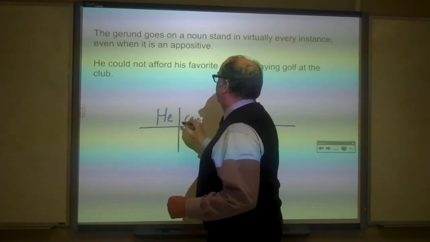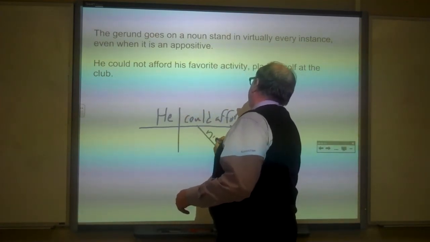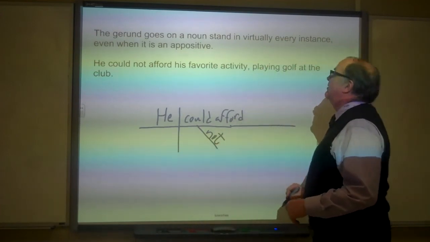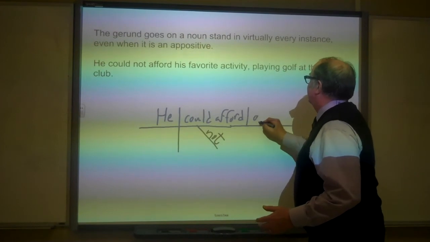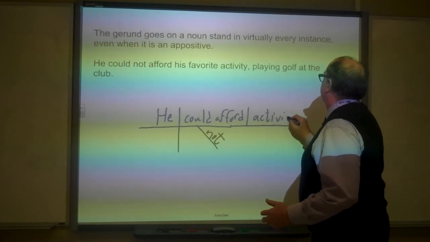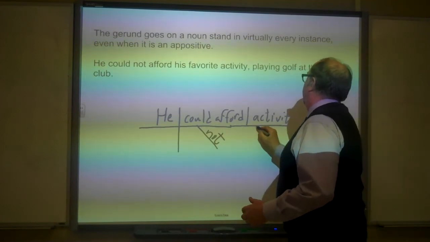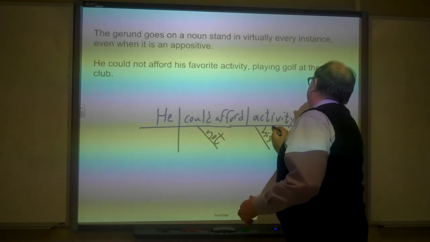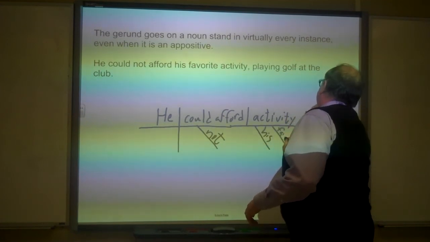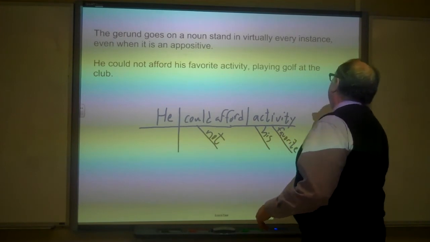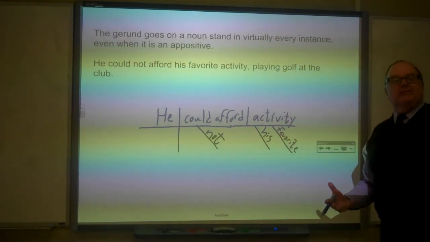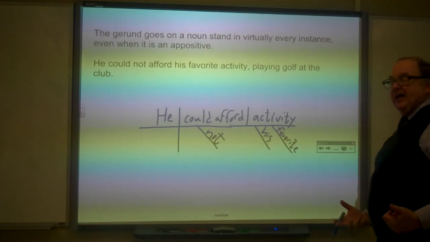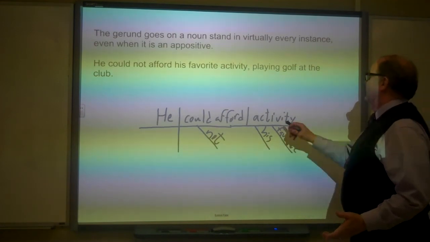He could afford. Okay. Not, of course, modifies could afford, so it's he could not afford. Could not afford what? Direct object, activity. Okay? And then his and favorite modify activity. And then playing golf at the club is an appositive. It's also a gerund phrase that renames activity.